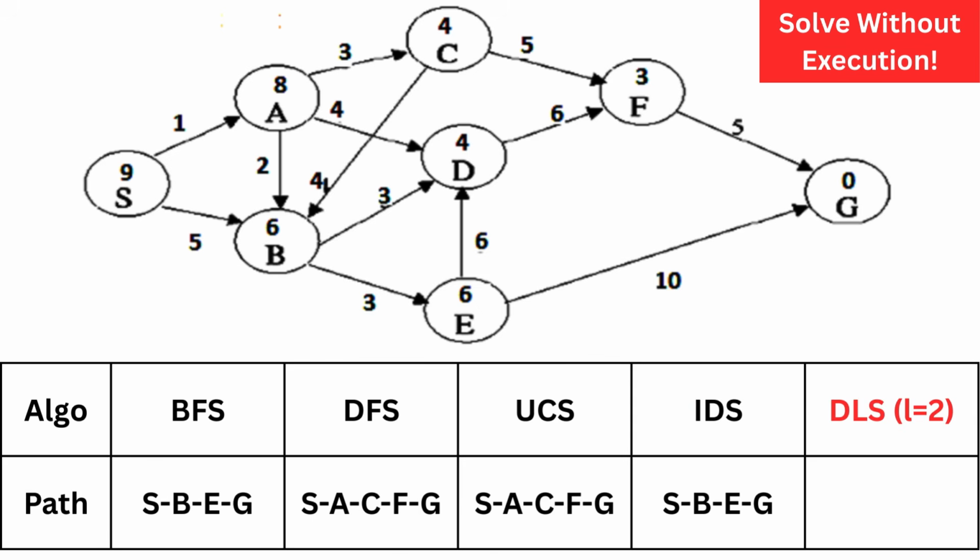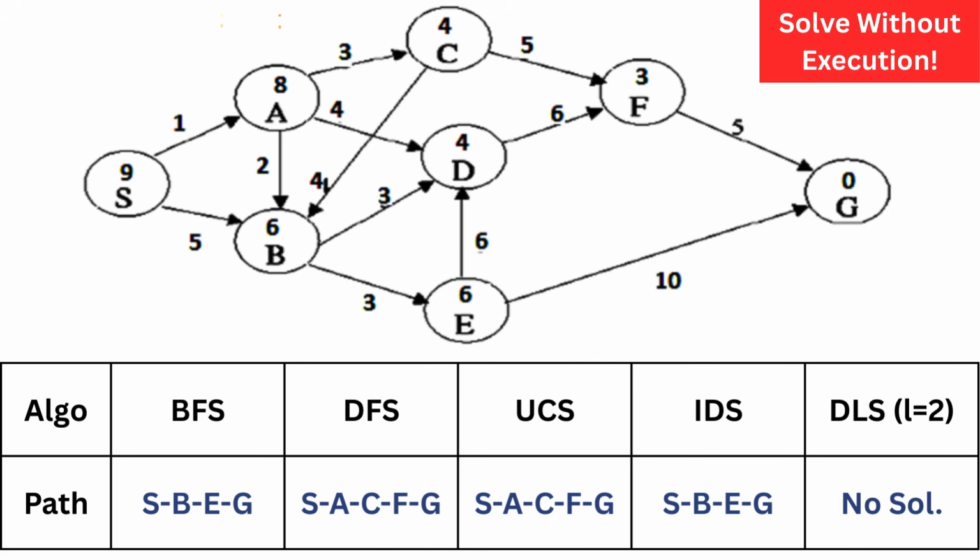Now let's discuss the last one, that is depth limit search. And here we have been given the limit of 2. So how can we solve it without executing it? We can see that the goal is at least at level number 3. So by searching at level 2 we cannot reach the goal. So we will simply write that no solution exists. To get the solution, we need to increase the level by 1.